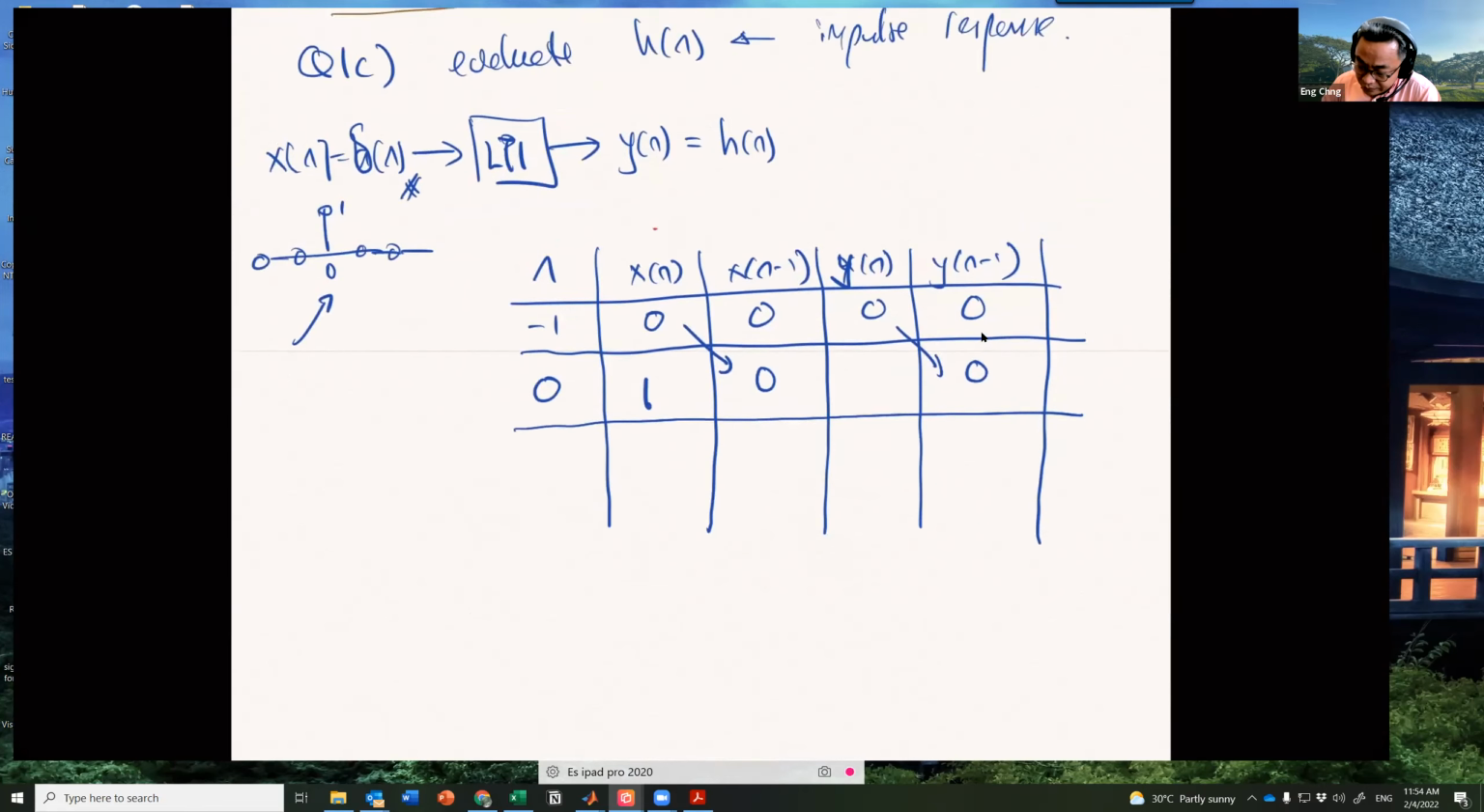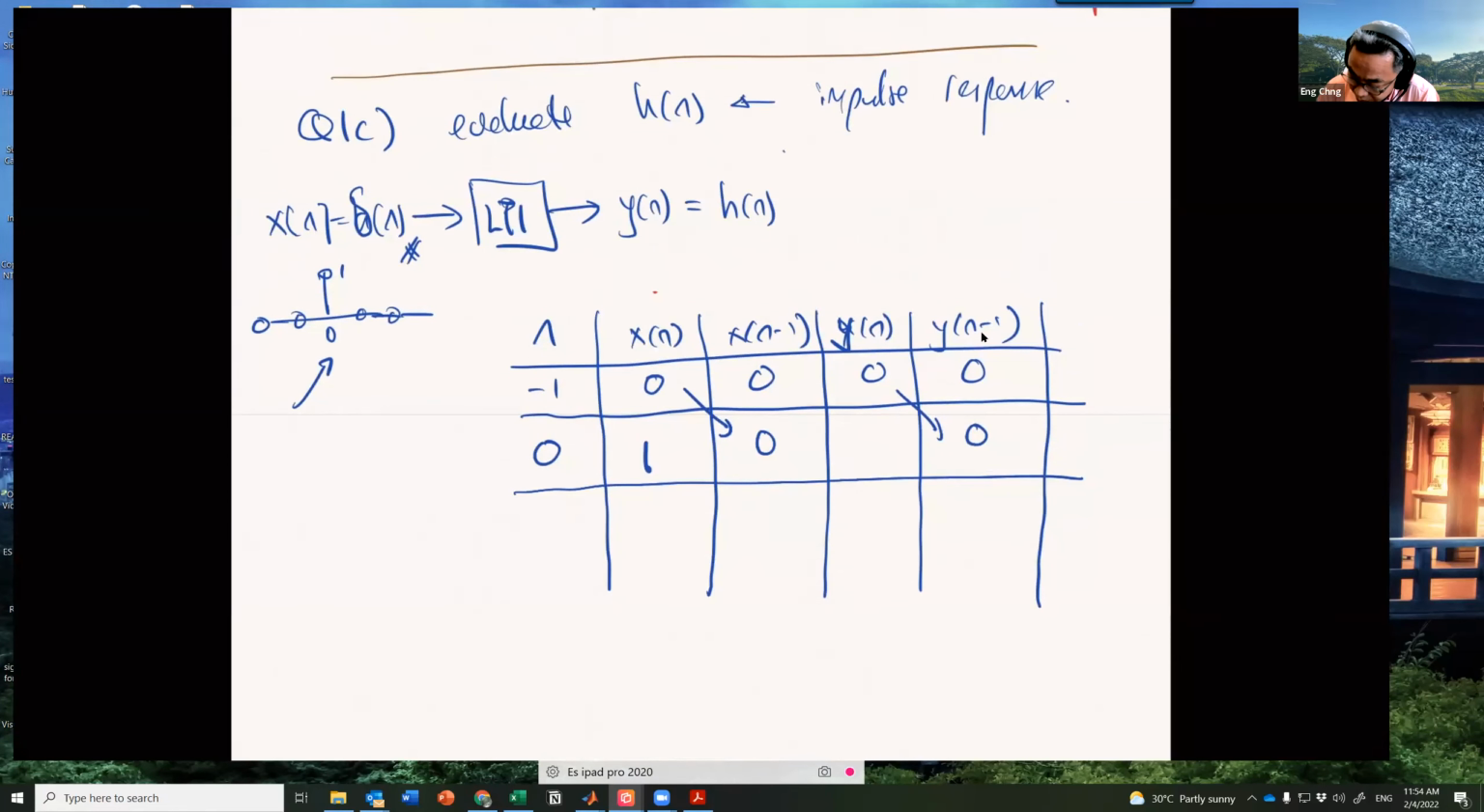I can use my equation, right? Remember what is my equation? My equation is y of n equals x of n plus 2x of n minus 1 plus 0.1 y of n minus 1. See, by brute force, I can see my equation, I can see all my values, and the answer is, of course, 1 plus 2 times 0 plus 0.1 times 0. The answer is 1. Okay, so I don't need to do the working. I can throw away my working, and I just write 1 here.